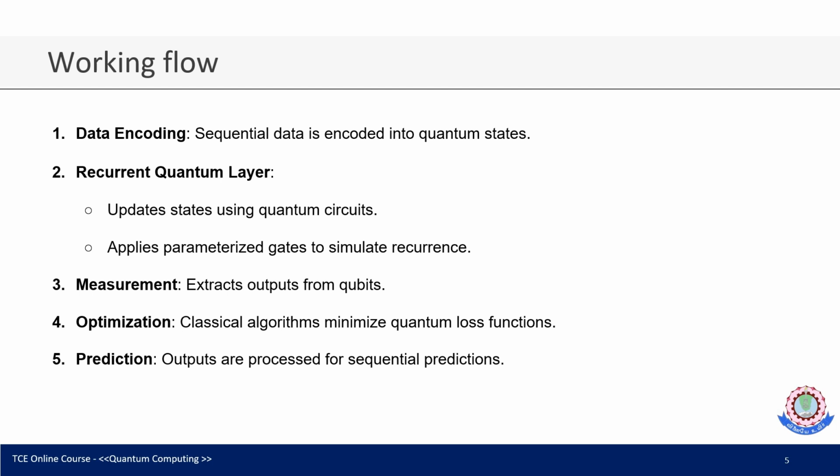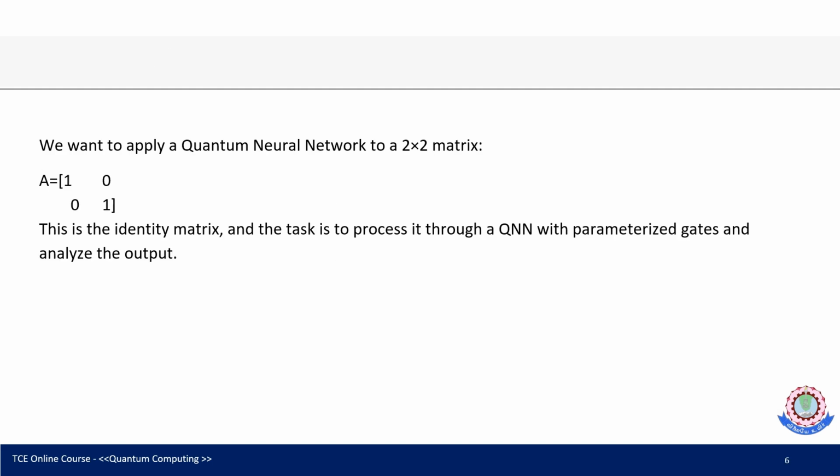Next is the QRNN workflow. The first step is data encoding: sequential data is encoded into quantum states. The next is the recurrent quantum layer: update the state using quantum circuits, applying parameterized gates to simulate recurrence. The third is measurement: extract outputs from qubits. The fourth is optimization: classical algorithms minimize the quantum loss function. And the fifth is prediction: we can predict the output with the help of sequential predictions.